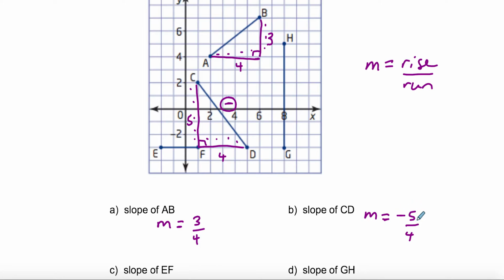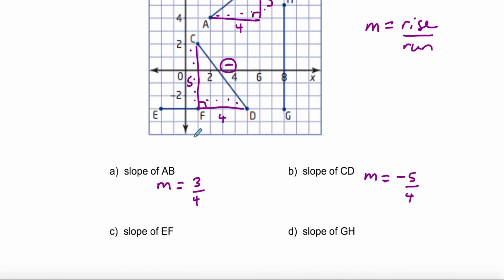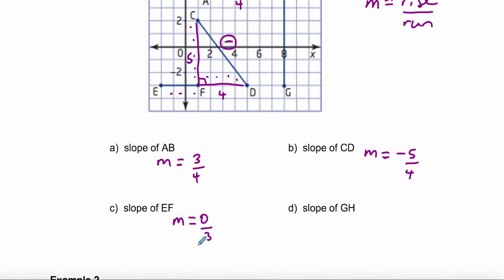And honestly, quite often, or most of the time, we're going to put our negative sign with our rise in the numerator. Okay, the next one, from E to F, this is just a flat line. So when I look at the rise here, it is 0. But the run is 1, 2, 3. So what happens if you divide 0 by 3? You just get 0. So all horizontal lines have a slope of 0.